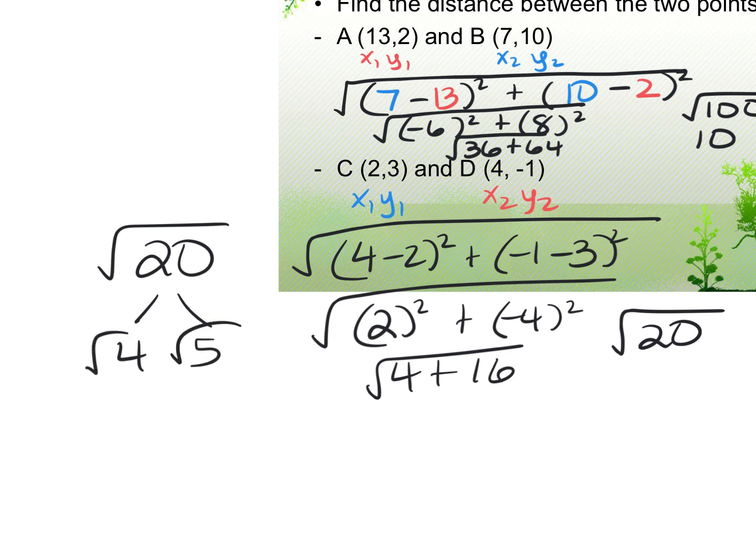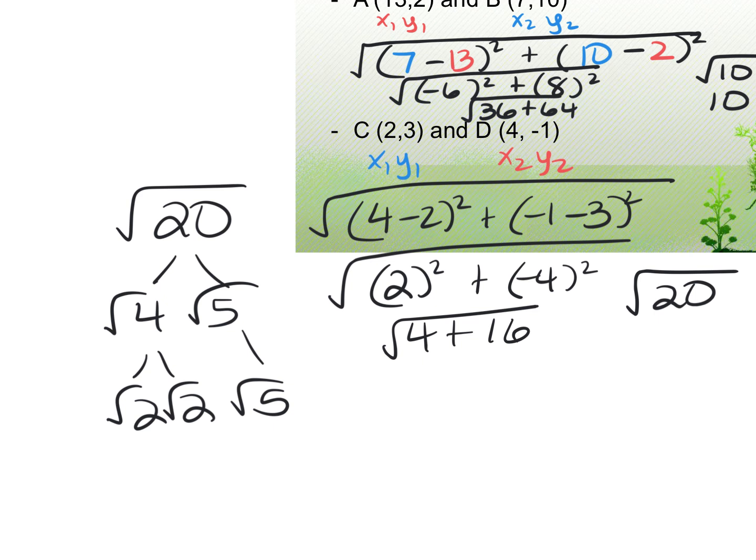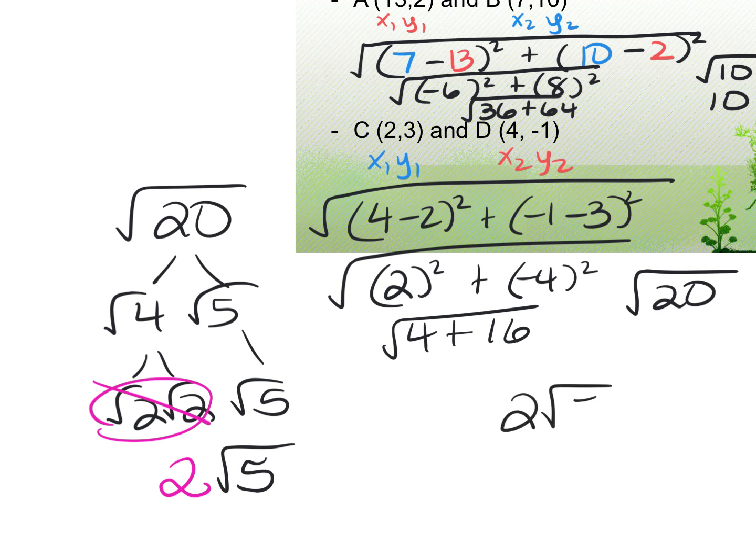Now if you recognize 4 is a perfect square, you could square root it. But if you don't, break it down till it's prime, and then you look for a pair. I got a pair of 2's. That's a perfect square. It comes out. The 5 has no pair. He stays underneath. So in simplest radical form, this answer is 2 square root 5. And this is what I will expect to see on the quiz.